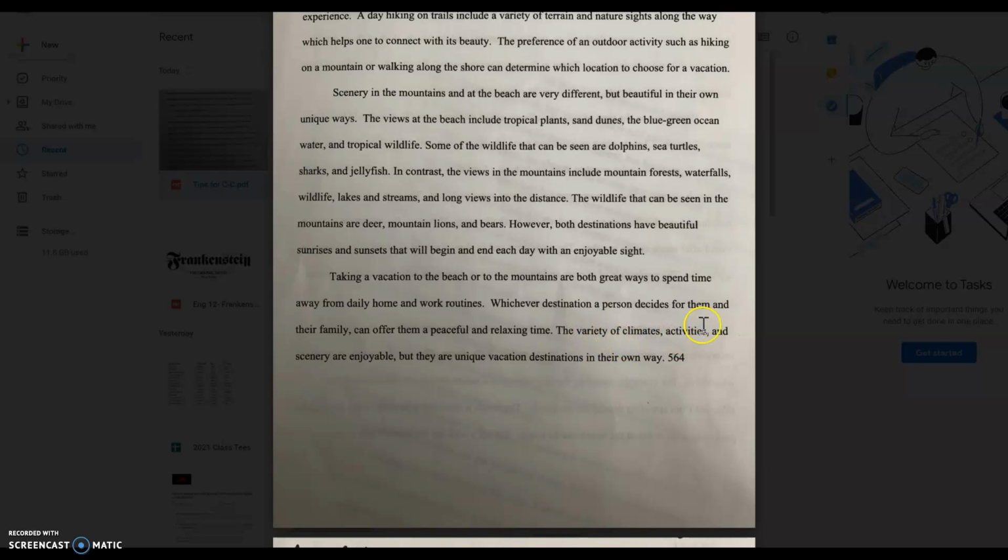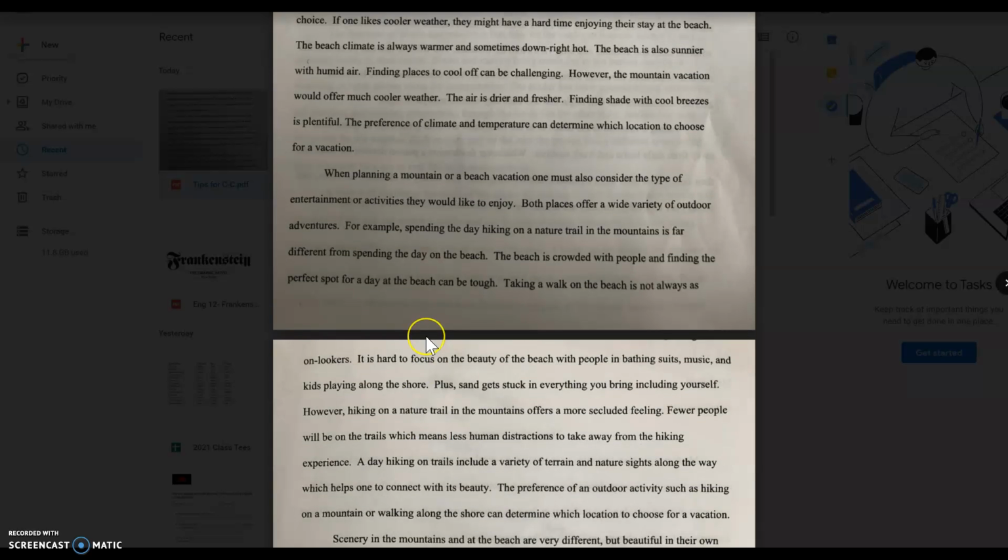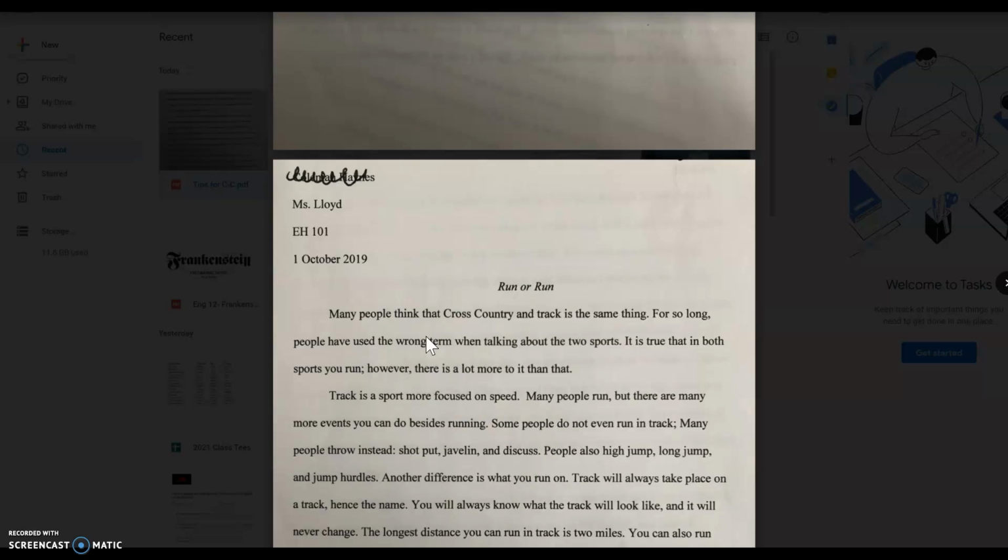So again, he references back to that whole line that he followed, because he did that paragraph about climate, paragraph about activities, paragraph about scenery, and just kind of concludes everything together there in that last little paragraph.